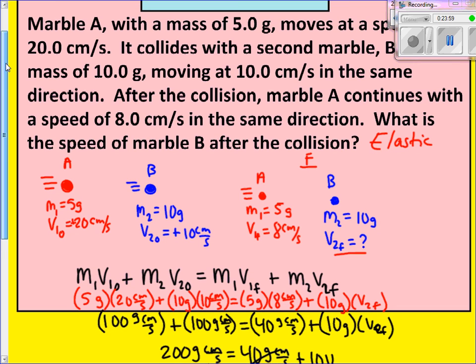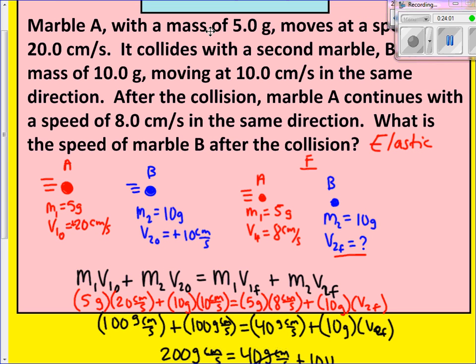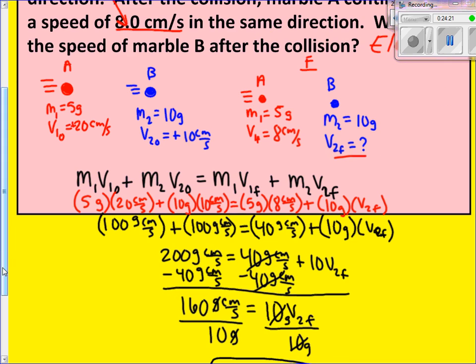And if we go back, that makes a little bit of sense. Notice that marble A was originally moving 20, and marble B was originally moving 10. Well, now we've noticed that marble A decreased its velocity quite a bit, from 20 to 8. So we would expect that marble B would increase its velocity, going from 10 to 16.